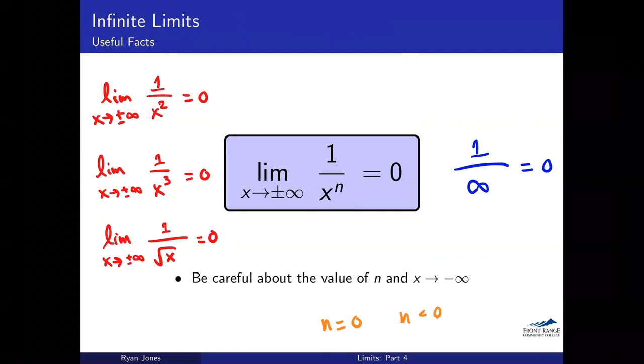And yeah, I won't go into much detail about this right now because we'll see examples of this. Sometimes things can be weird when x goes to negative infinity. We'll look at examples of that later, so just keep an eye out for that. Just remember that it can be weird.